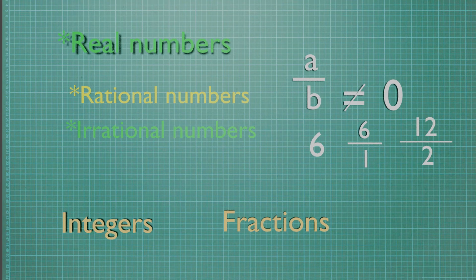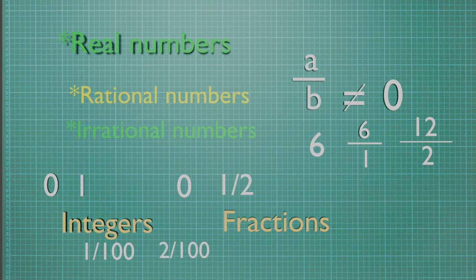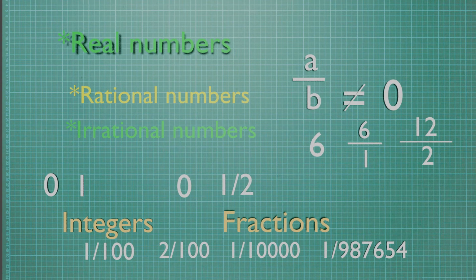For example, there are unlimited rational numbers between 0 and 1, and unlimited of them between 0 and 1 by 2. For example, 1 upon 100, 2 upon 100, or 1 upon 1000, or 1 upon 987,654. Integers are rational numbers, fractions too are rational numbers. So what kind of numbers are not rational numbers?